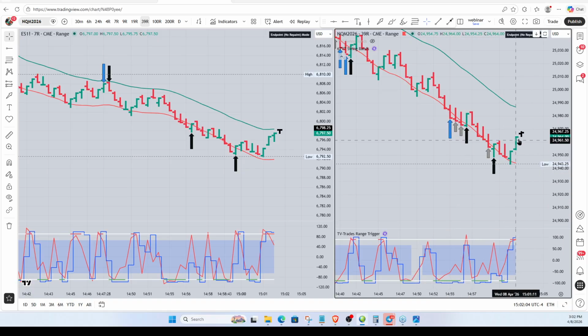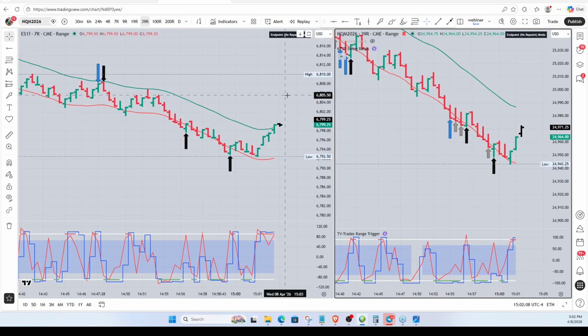Looks like this was also a trade over here on the NQ. They both had the same trade there. I didn't see the NQ one though. So I'm going to let them do their thing right now, and then we'll get back to it.